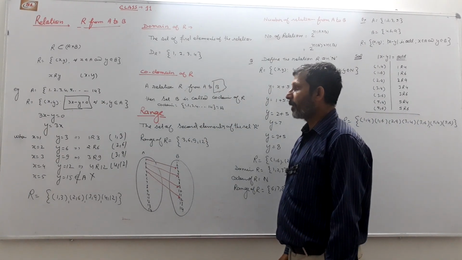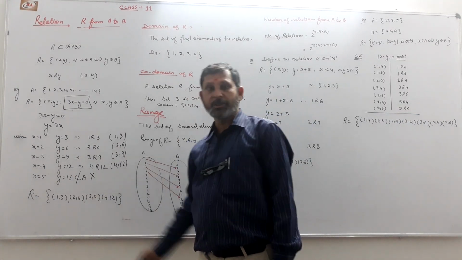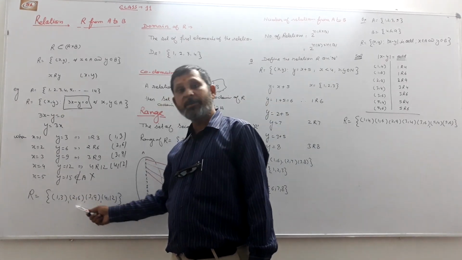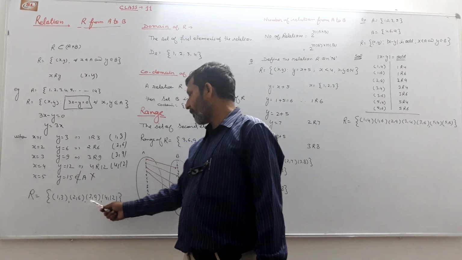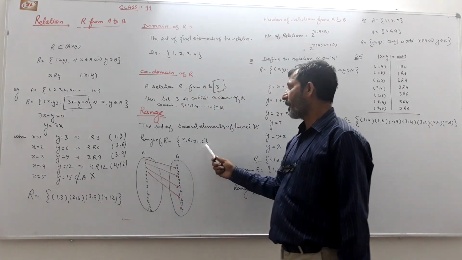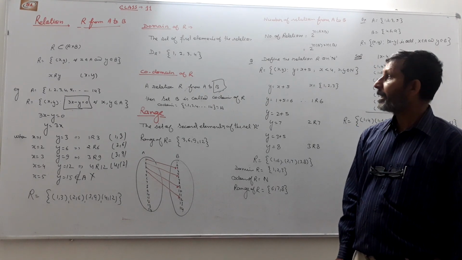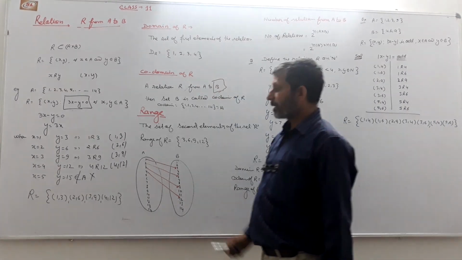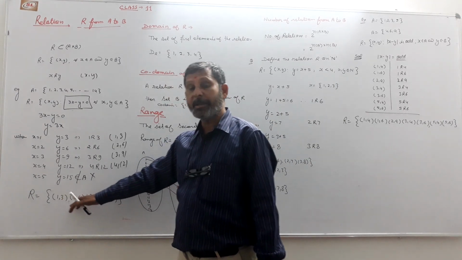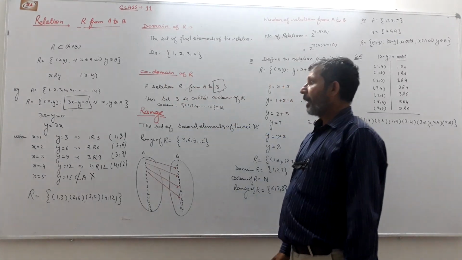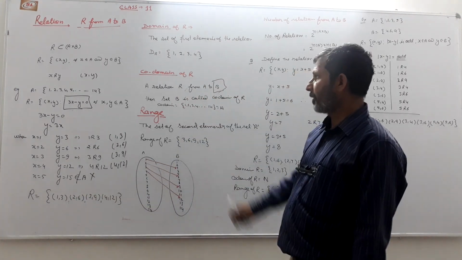Third part, range. The set of all the second elements of the ordered pairs of the relation is known as the range. 3, 6, 9 and 12. It is called the range of the relation. Again I repeat. Domain is the set of all the first elements of the relation or the ordered pairs. And range is the set of all the second elements of the relation. And what is the codomain?